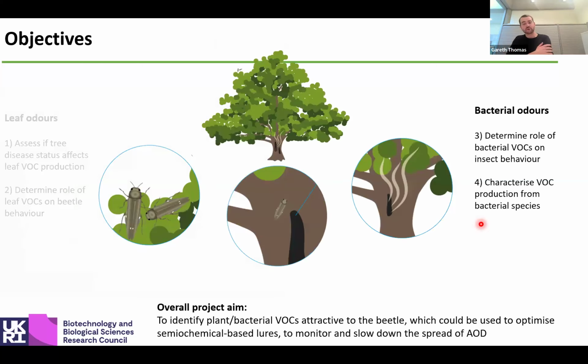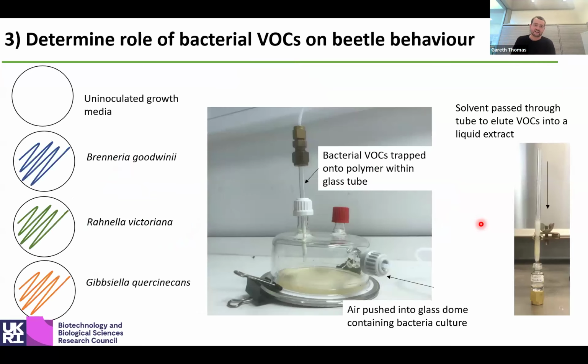As I said, the second half of the talk and the bulk of the talk is going to be on the bacterial odours. So think back to the introductory slide. I mentioned the 3 bacteria which lead to the symptoms of acute oak decline. We wanted to determine whether these bacterial volatiles influence insect behaviour and characterise the volatiles from these 3 bacterial species. So we did some more volatile collections here.